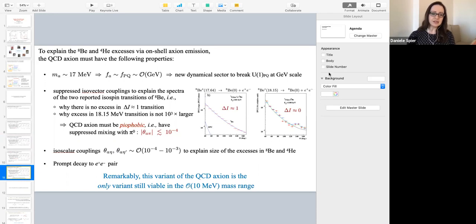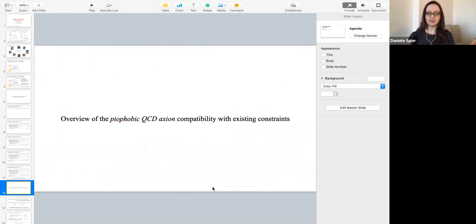Okay, so this is a list of very specific properties of the axion. So this is a specific variant of the QCD axion. And what I find remarkable is that all of these properties that I listed that are motivated in explaining these anomalies are precisely the properties that make this the only variant of the QCD axion that is still possibly viable in this mass range of order 10 MeV. So now let me explain this statement over the next few slides.